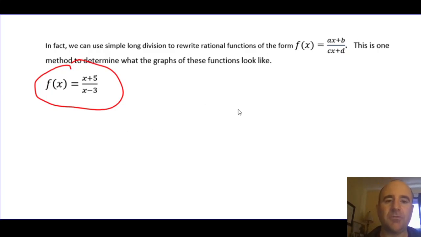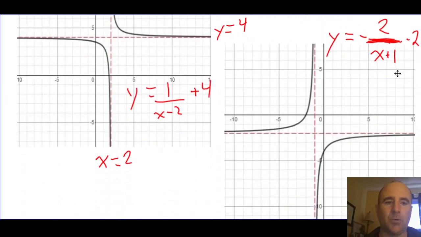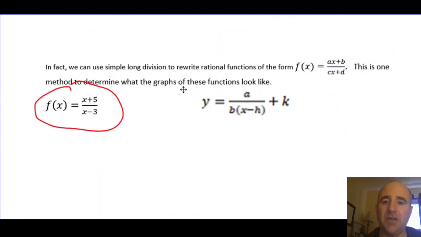The form we're going to rewrite them in looks like this: y equals a over b times x minus h, plus k. Those letters aren't super important, but we're just making this equation look like the equations we're more familiar with, like this. So how do we do that? Well, we can use long division. It's very strange to divide two linear expressions using long division, but you can do it. Let me show you what you get.